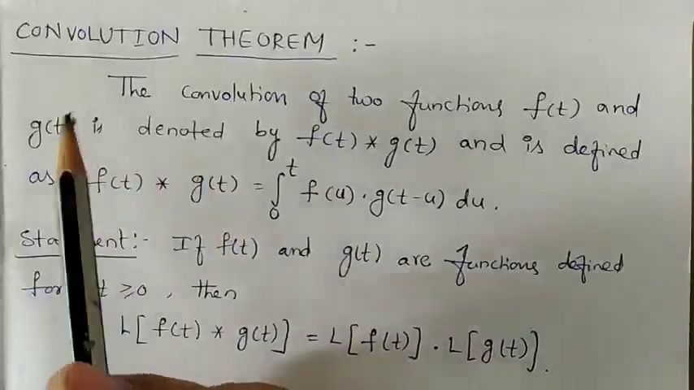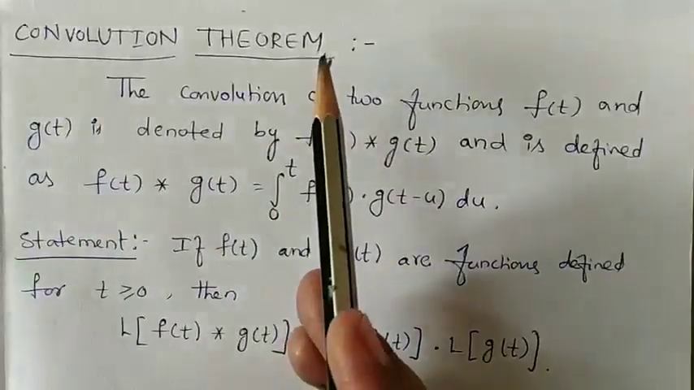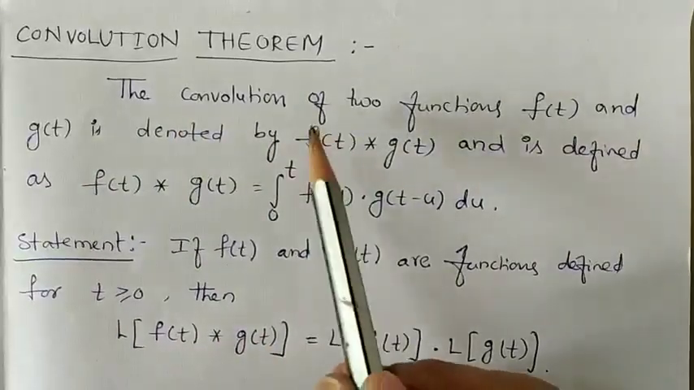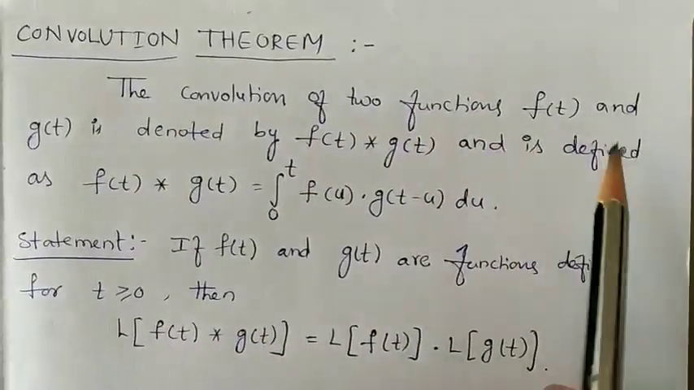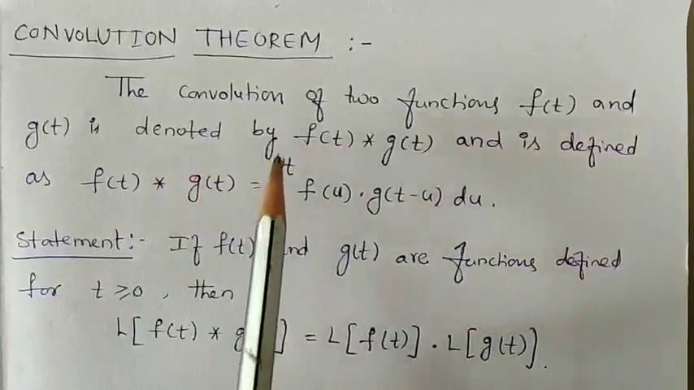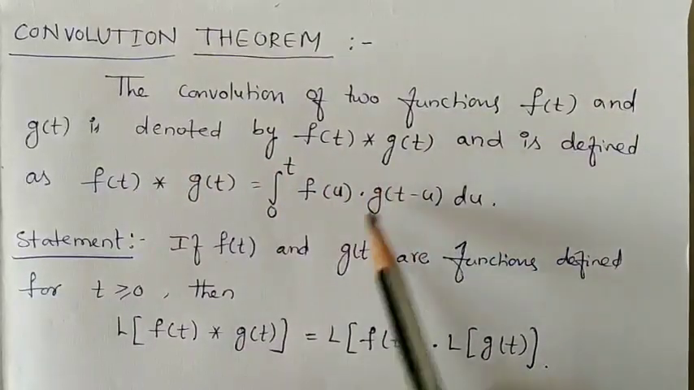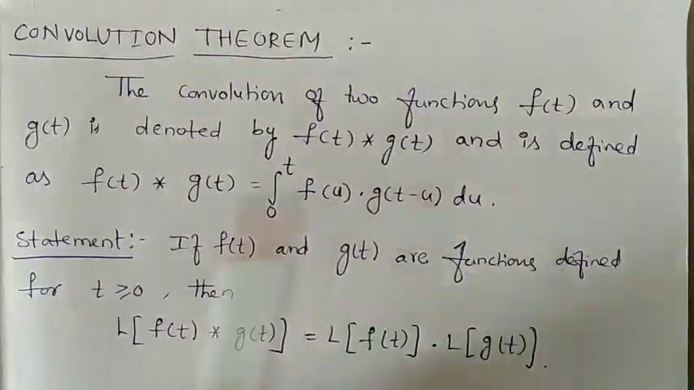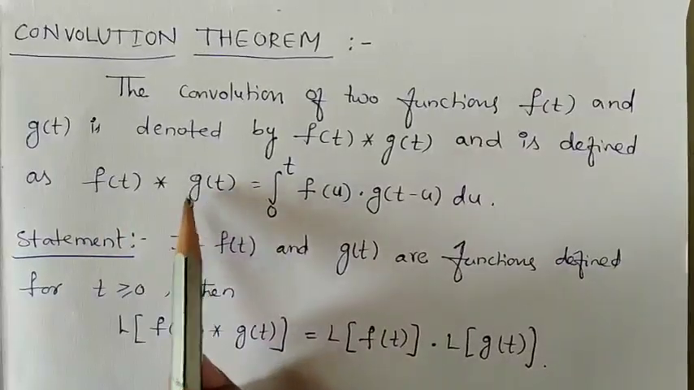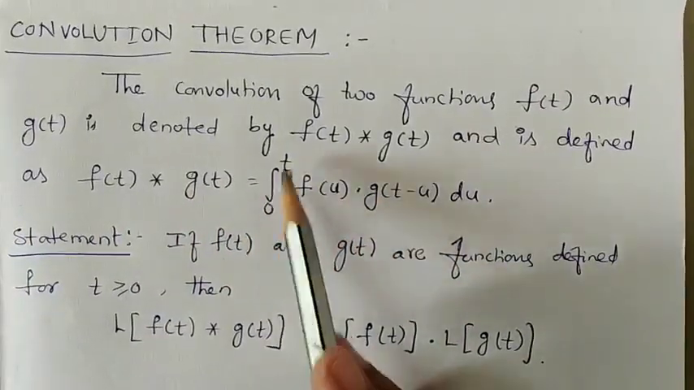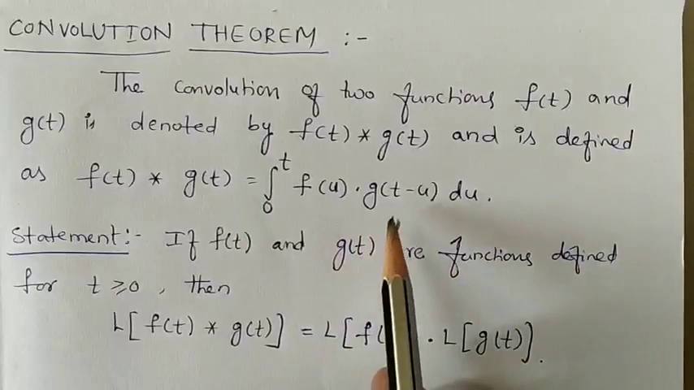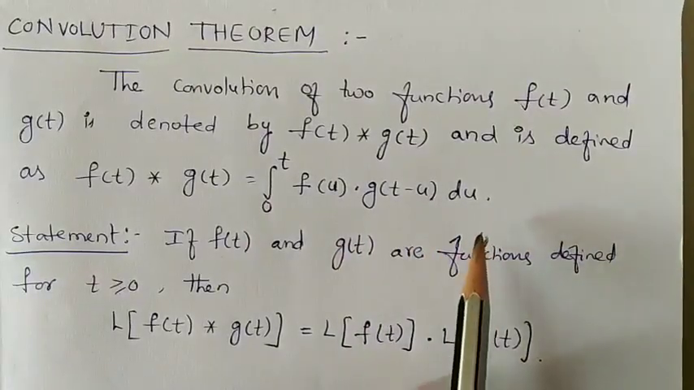Hello students, today I'll teach you about convolution theorem. The convolution of two functions f(t) and g(t) is denoted f(t) star g(t) and is defined as f(t) star g(t) equals integral 0 to t of f(u) into g(t minus u) du.